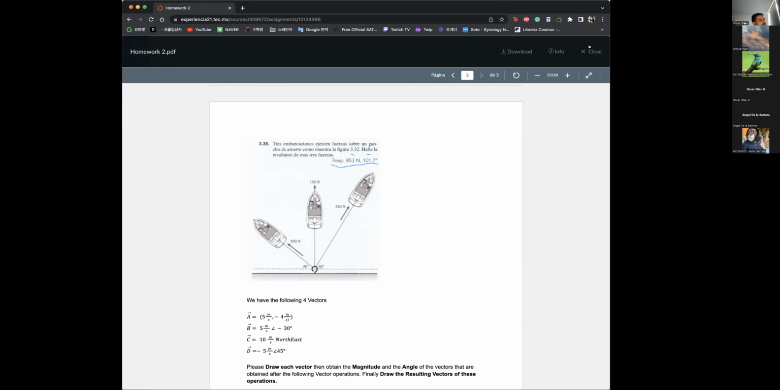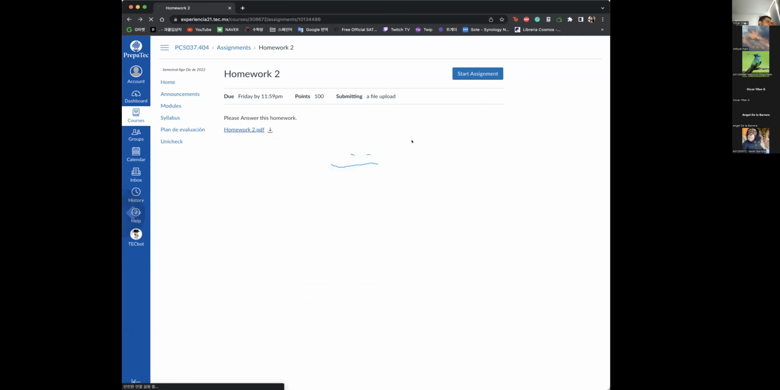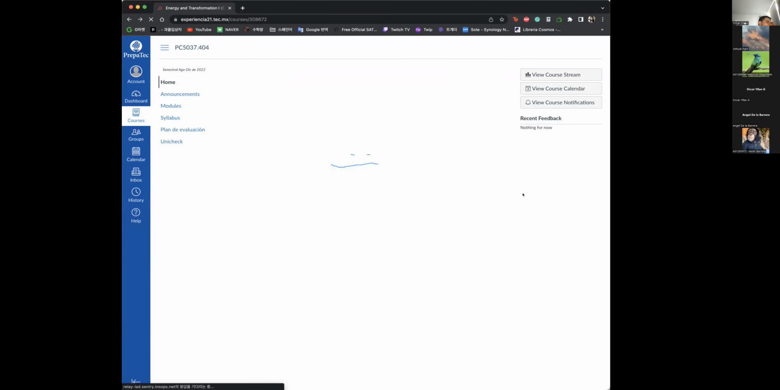Remember that always you have to find the x component and y component for each vector. Then add them. Yes. And the last question will be about this scientific notation.